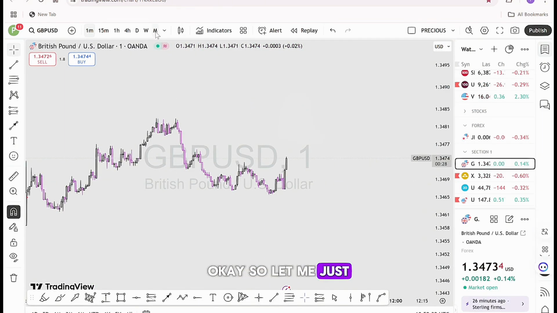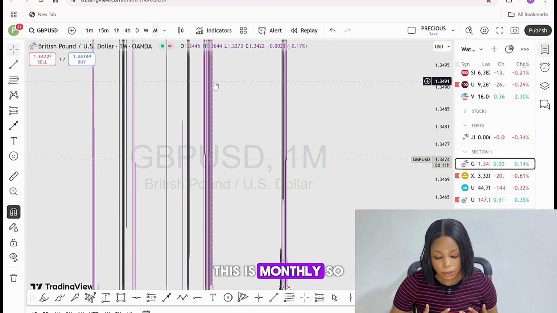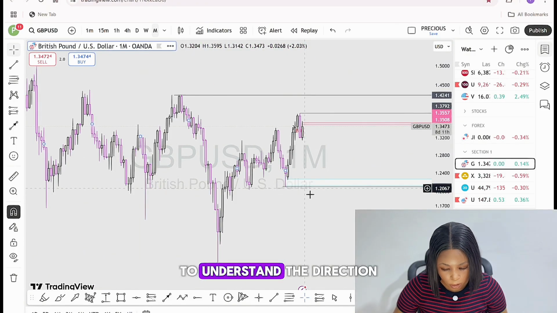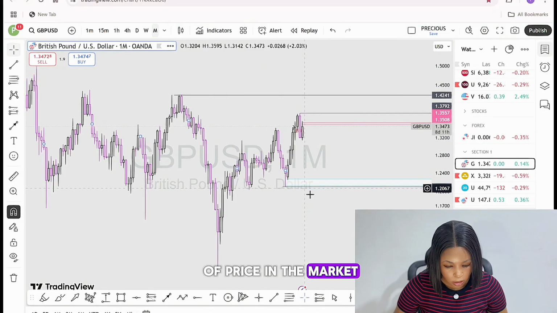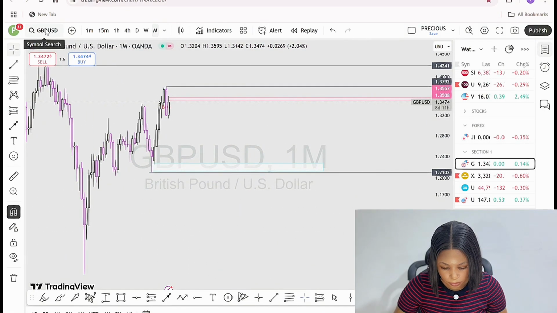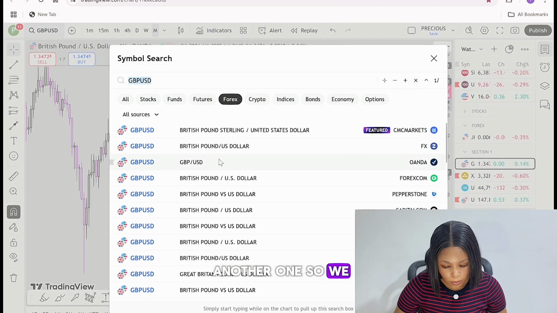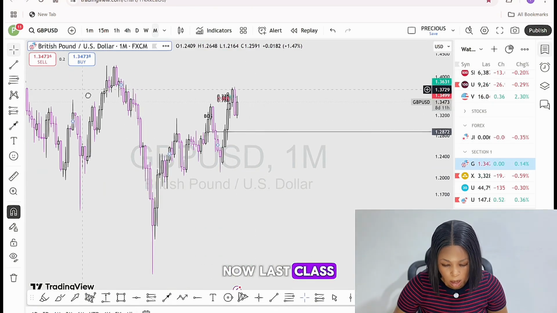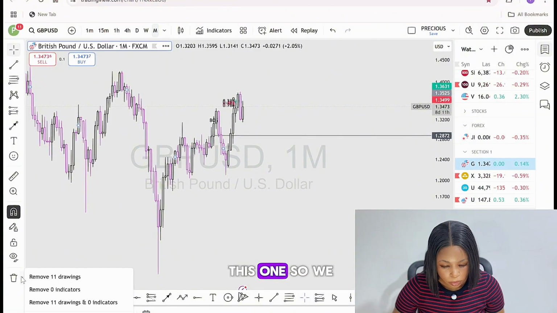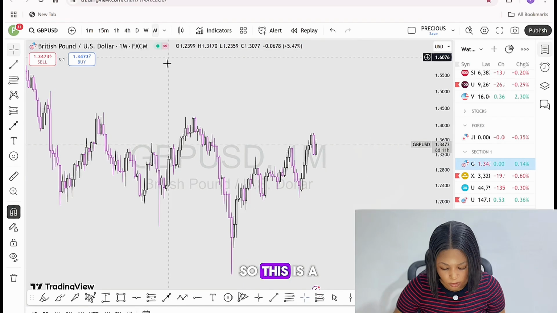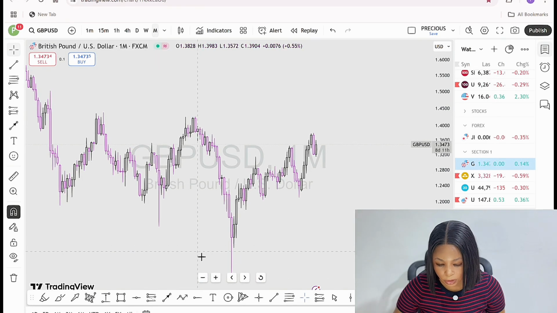Okay, so this is monthly. We are going to be starting from the monthly to understand the direction of price in the market. But I have markups here, so let me pick another one so we can get started. I copied this again with my students in our last class. Let me just remove this one. Okay, great. So this is the monthly time frame now.